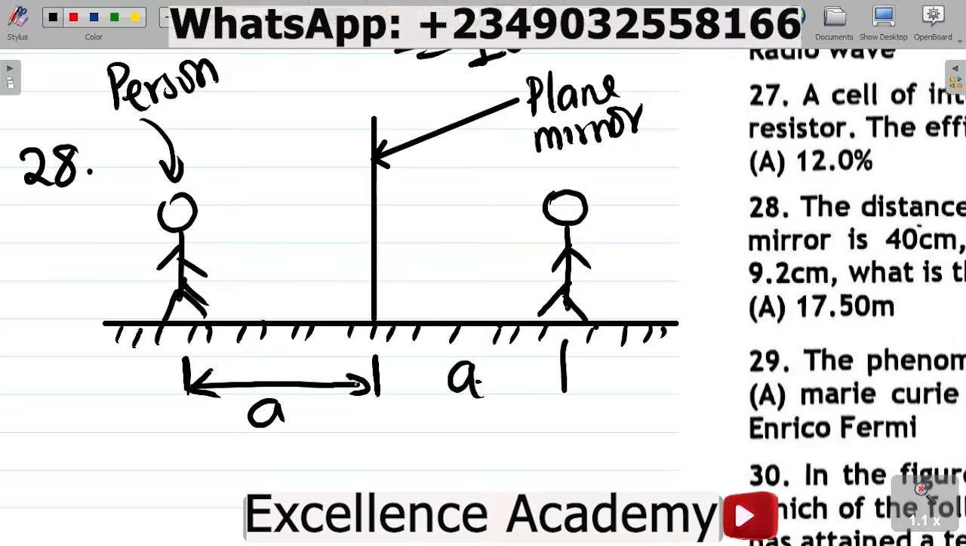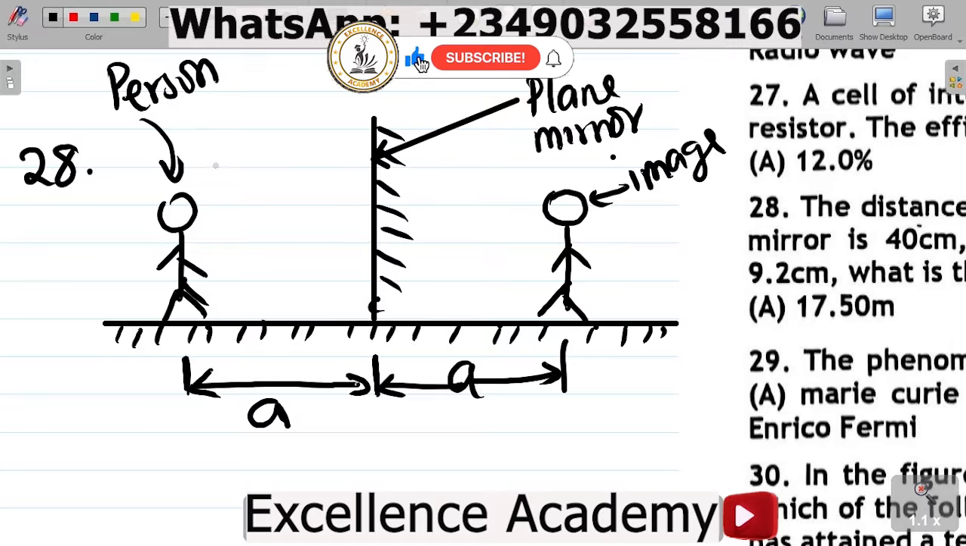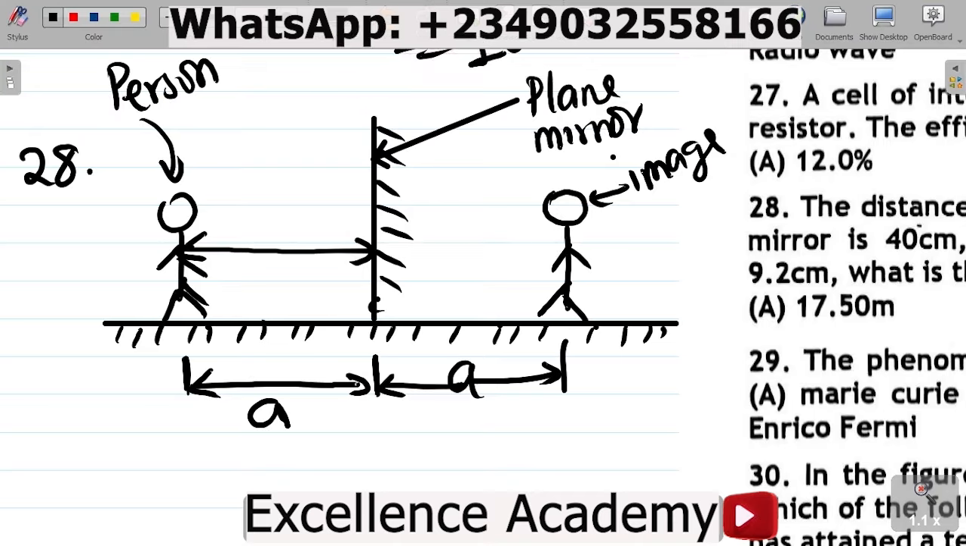Here's what to note about a plane mirror. When a person stands in front, this is the back of the mirror, and this is the image. When a person stands in front of a plane mirror, the distance between the person and the mirror, A, would be the exact same distance between the mirror and the image. So one of the most unique things about a plane mirror is that the distance between the object, which is the person, and the mirror, which we called A, is the same as from the mirror to the person's image. Of course, the image is formed behind the mirror. That's the first thing you want to note.